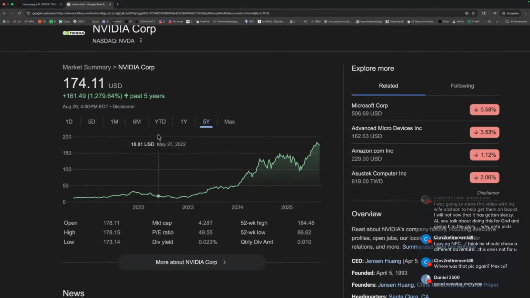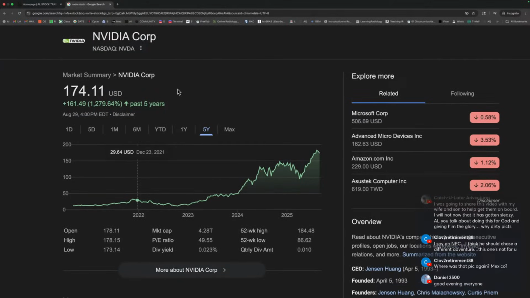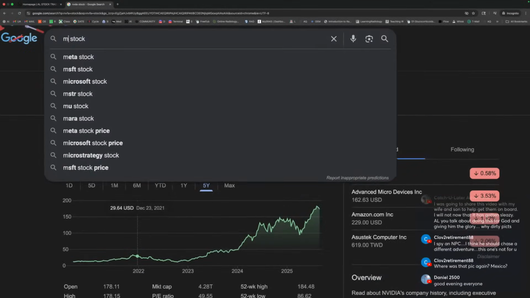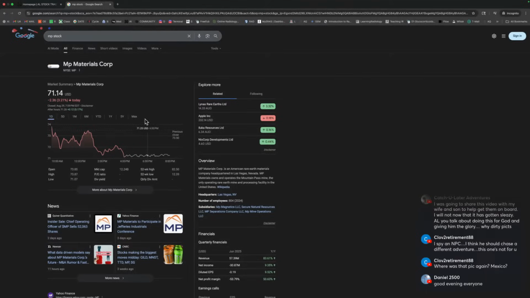Just to show you, another one is MP stock. We talked about it before. You can see it's done again.